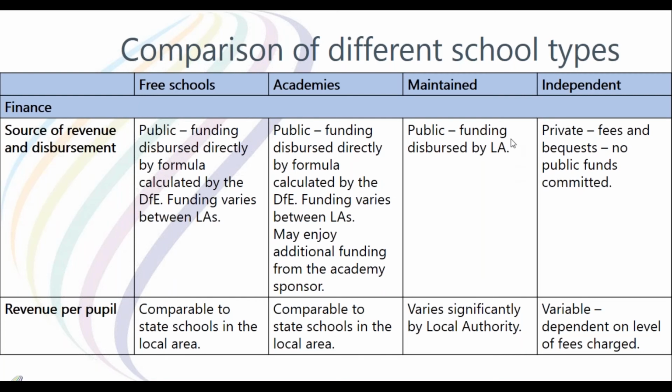The revenue per pupil allocation for free schools is comparable to state schools in the local area. Academies the same. It varies significantly from local authority to local authority, and this is one of the problems with the situation that we have at the moment with a soft funding formula and the flexibility that local authorities have to move money between the various funding blocks. Again, for those of you that joined us for the first webinar, we talked in quite a lot of detail about that.